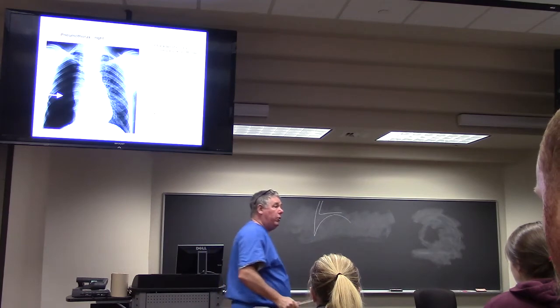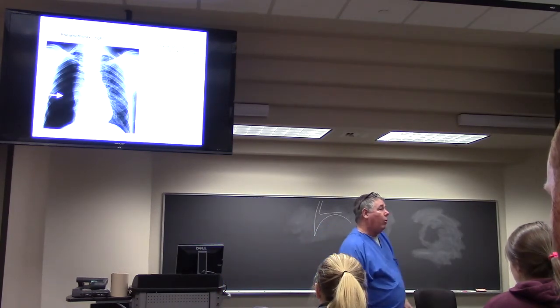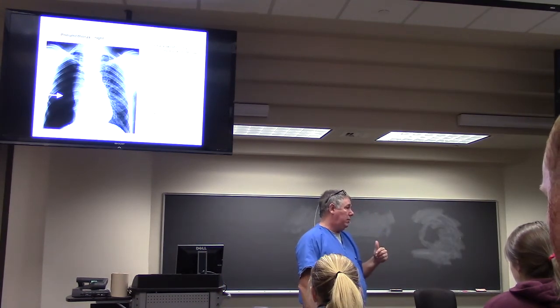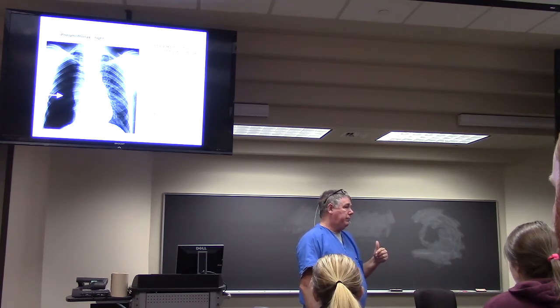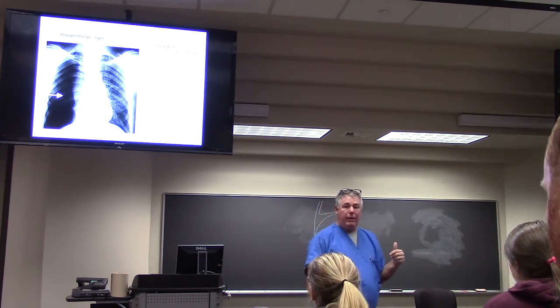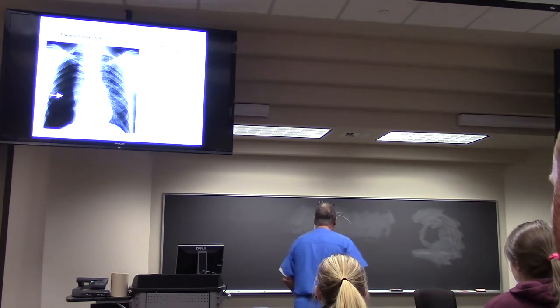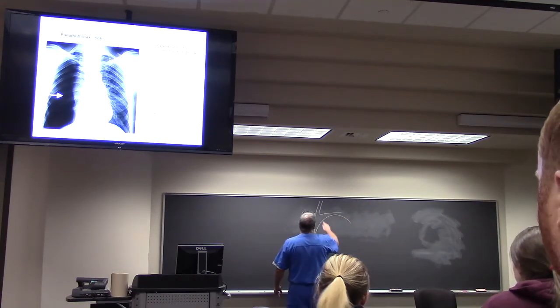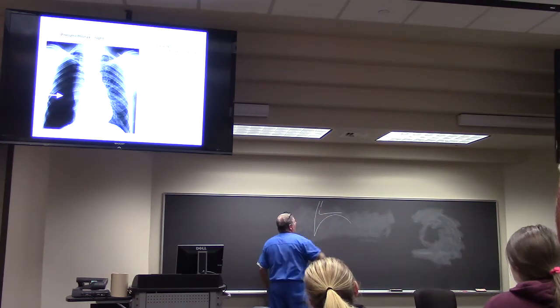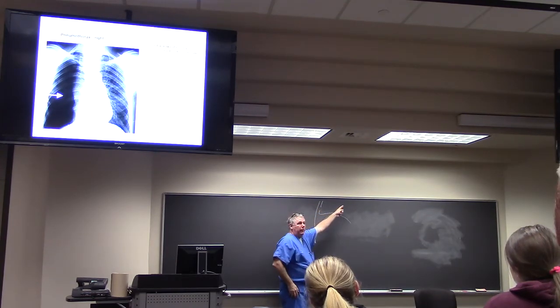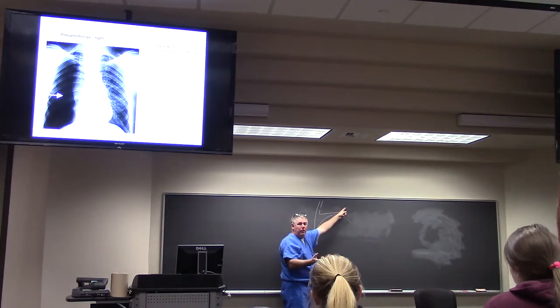You can also get a pneumothorax by poking a hole in the visceral pleura. You understand how that would happen? The visceral pleura, if I poke a hole there, what does that communicate with? Your mouth.